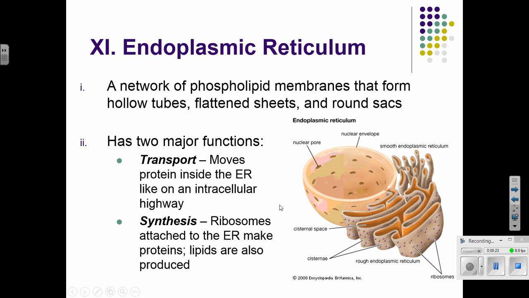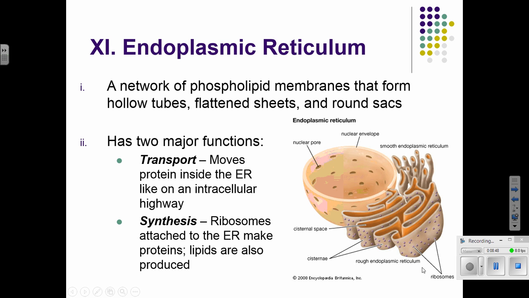Next up is the ER, also known as the endoplasmic reticulum. This is a whole connected series of phospholipid membranes. And there's a couple different functions for the ER. First, it's a transport system, so it helps move protein, or the ribosomes too, that are coming out of the nucleus, helps move it from one side to the other, so it doesn't really have to touch the cytoplasm.